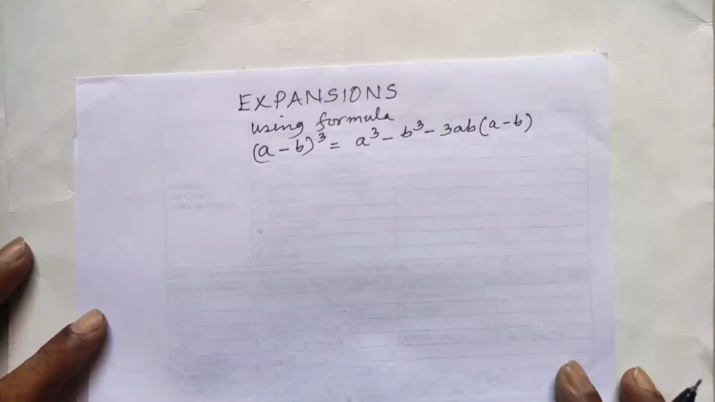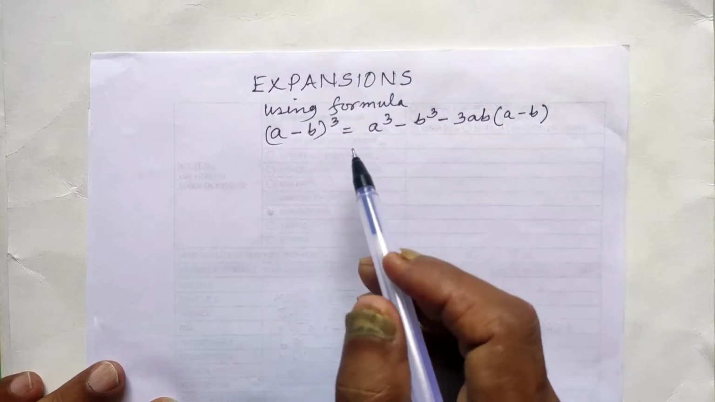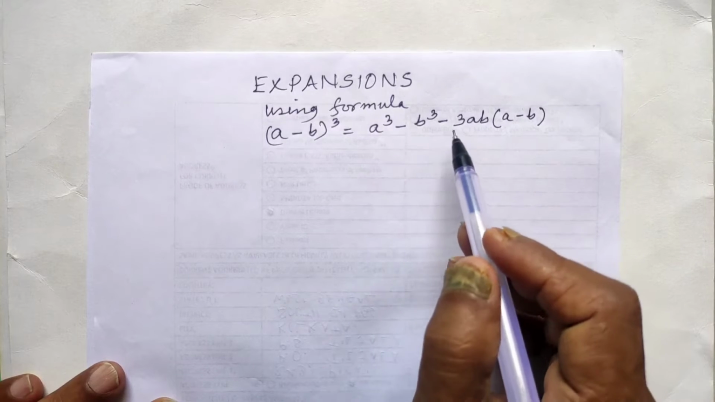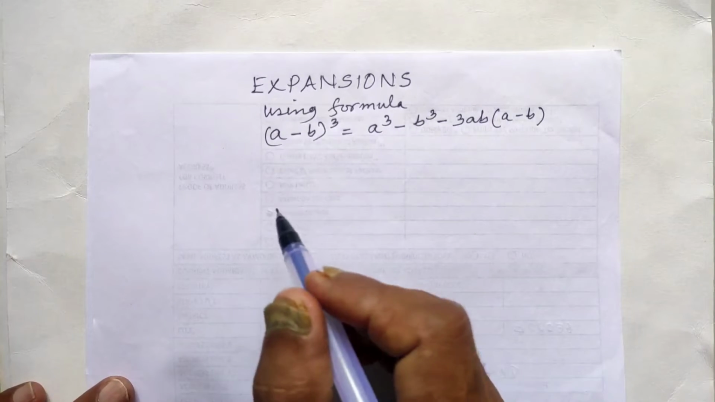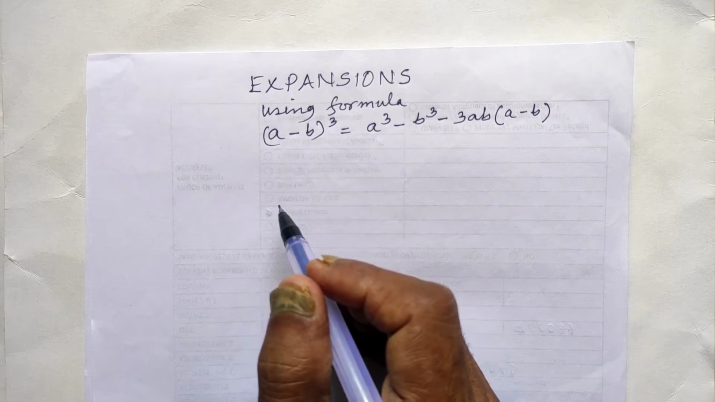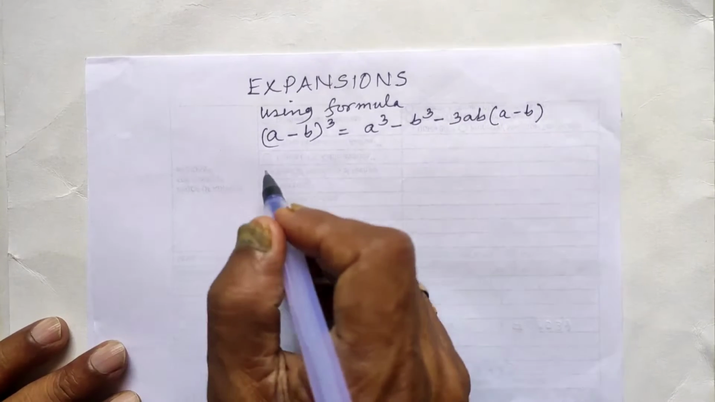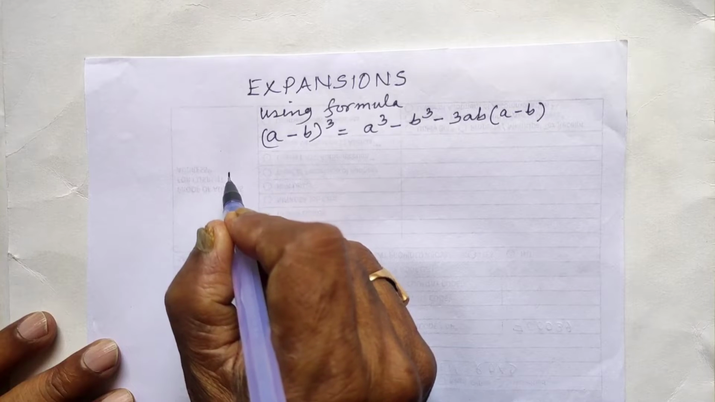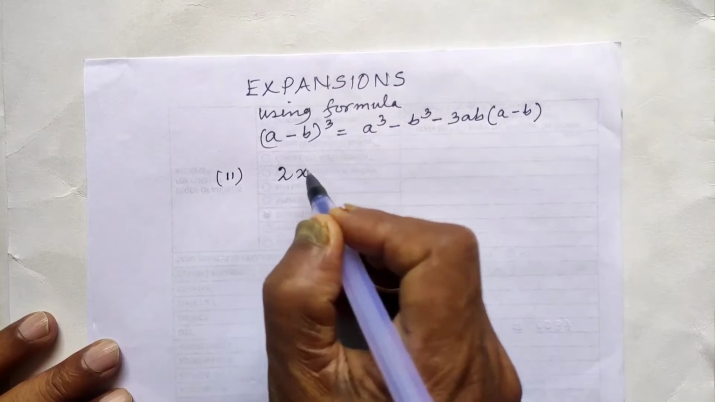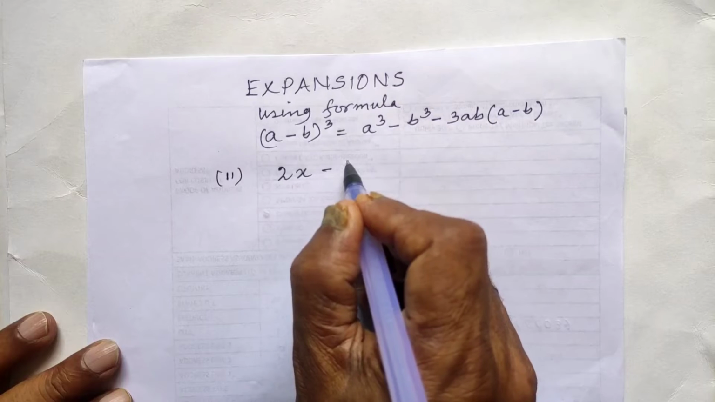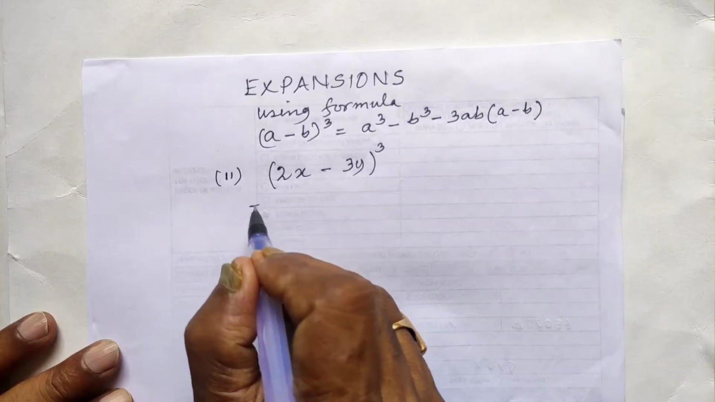Another sum I am doing. Now I am going to use the second formula, that is (a minus b) whole cube equals a cube minus b cube minus 3ab, or thrice ab into (a minus b), okay. Here I am going to do one particular sum by applying this formula. Remember it. So, the sum is number 2: (2x minus 3y) whole cube. Okay.